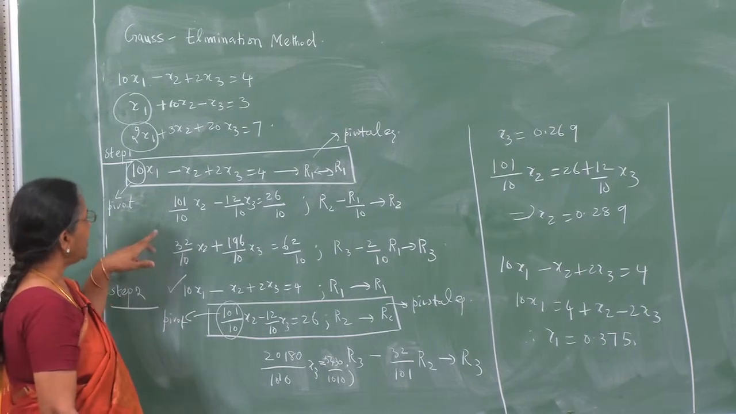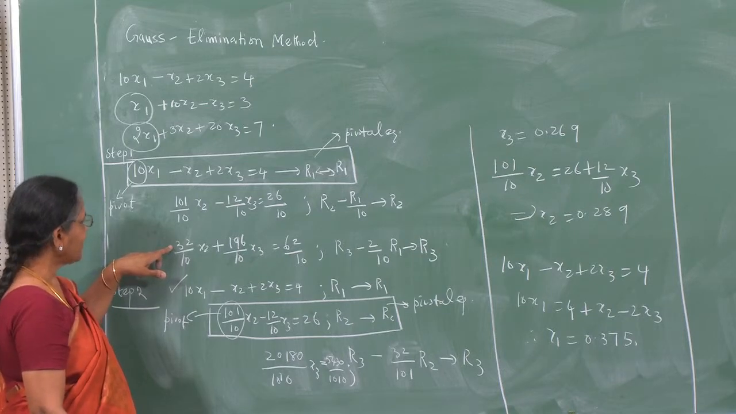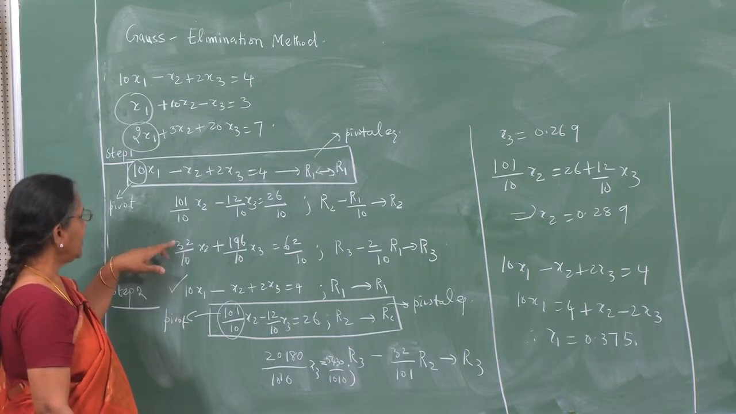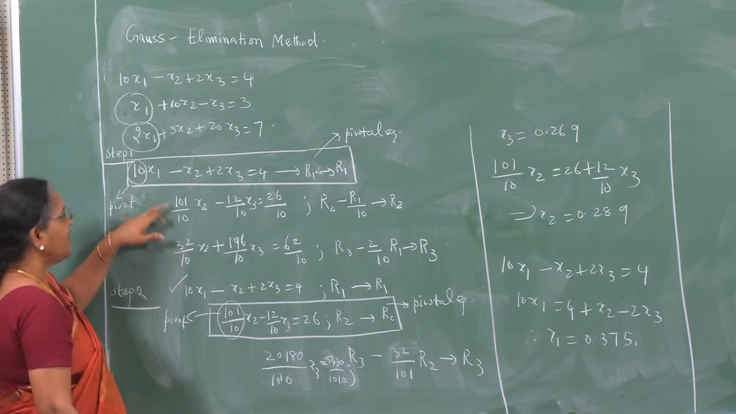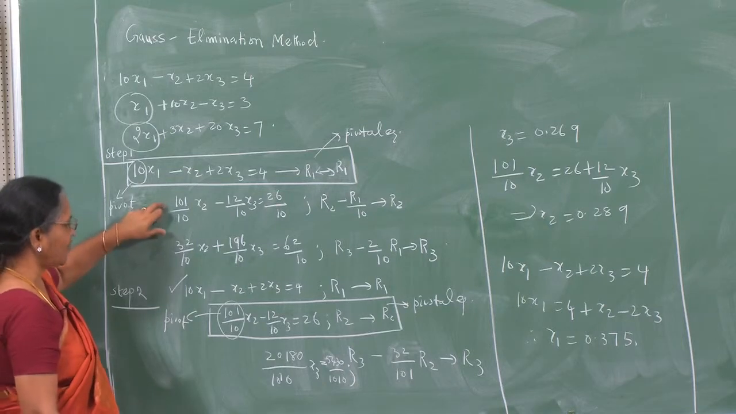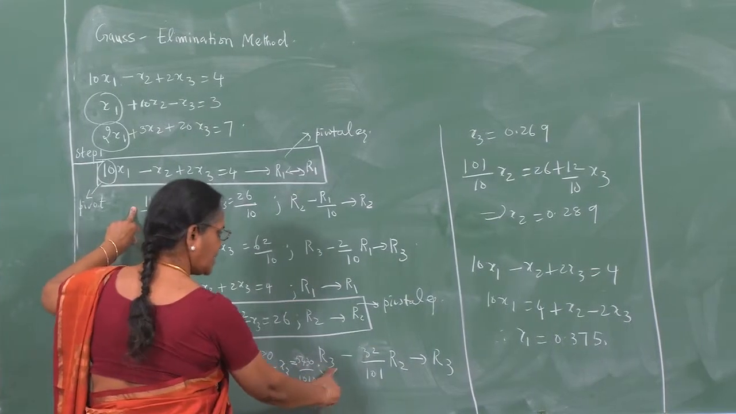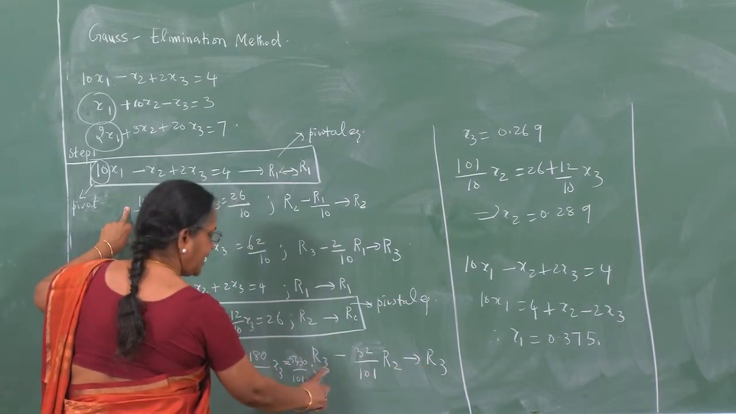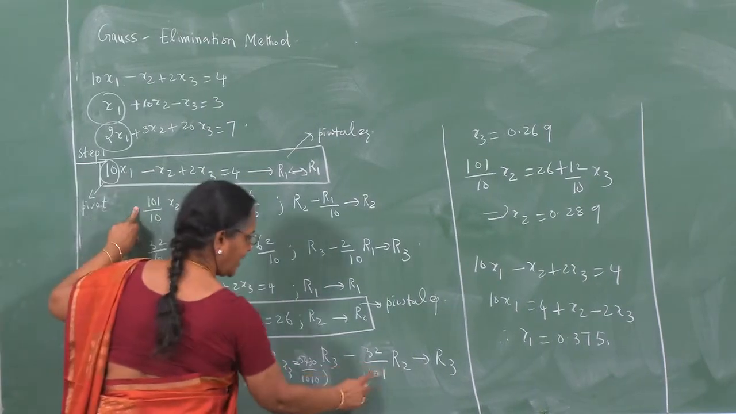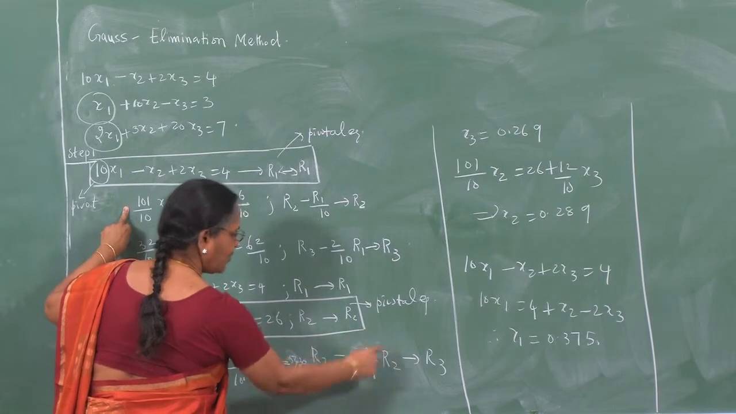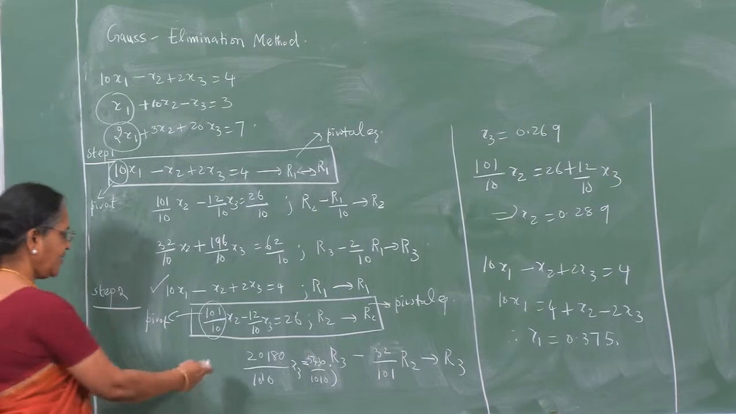I should take the third equation and then subtract from the third equation 32 by 10 by 101 by 10 times the second equation, namely which appears in the second equation, and that is what we have written. The new third equation is obtained by subtracting 32 by 101 of the second equation, and you will end up with a third equation in which the coefficient of x 2 will be 0, and that is what you see there.